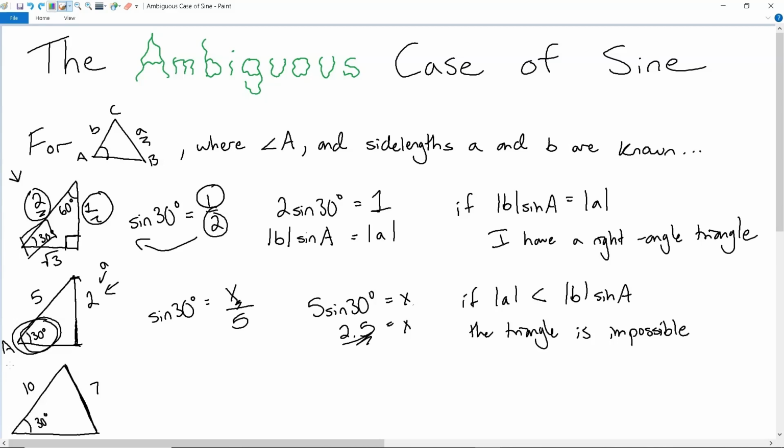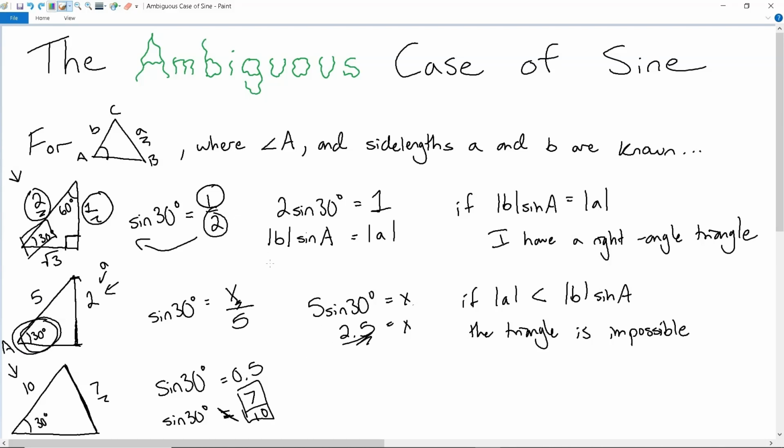Now let's look at our third and final example, which will be the ambiguous case of sine. Now, just from the drawing, we can obviously tell that this is not going to be a right angle triangle. But if we wanted to prove that that wouldn't be the case, we can just show that obviously sine 30 degrees should give us a value of 0.5. And if I were to set up the sine ratio here, it would have to be opposite, which is 7, over hypotenuse, which is 10. And clearly, 7 over 10 is larger than 0.5, so this equation does not work.